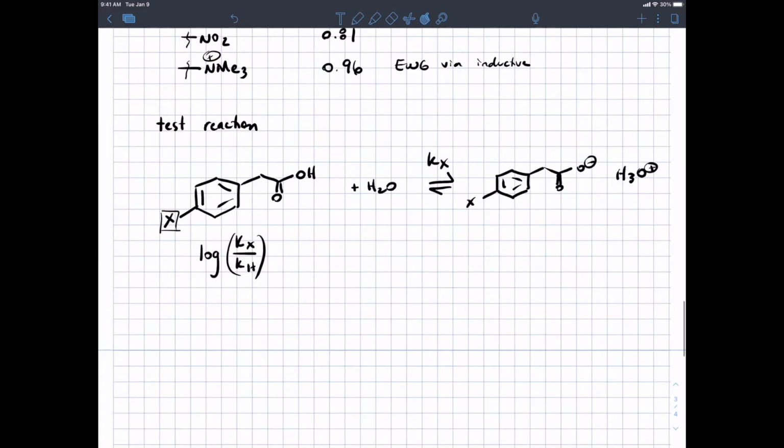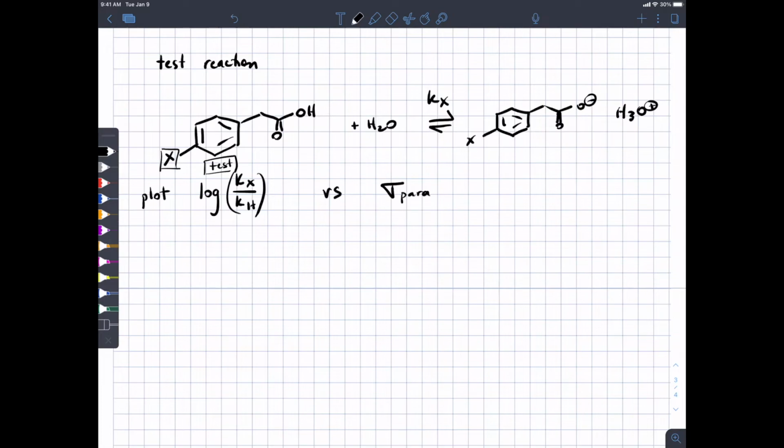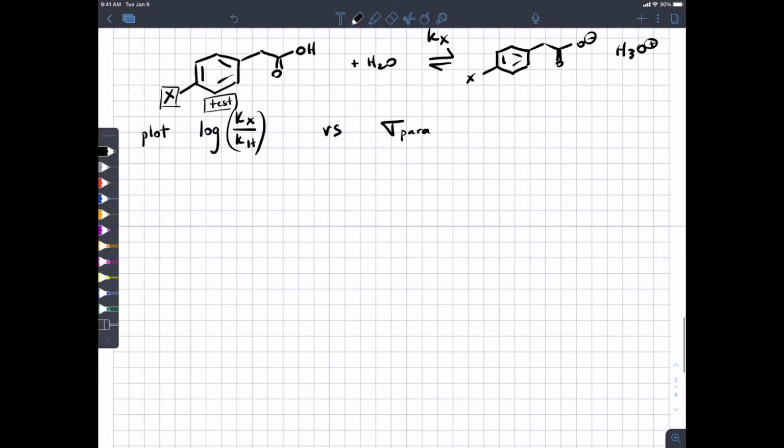And then for all of these values, we're going to measure the log of the equilibrium constant or reaction rate, whichever you want to do, versus the corresponding equilibrium constant when X equals hydrogen. And then we're going to plot the log Kx over Kh that we measure from our test reaction versus the sigma value that we got from the benzoic acid reaction. Okay? So let me show you how this would work.